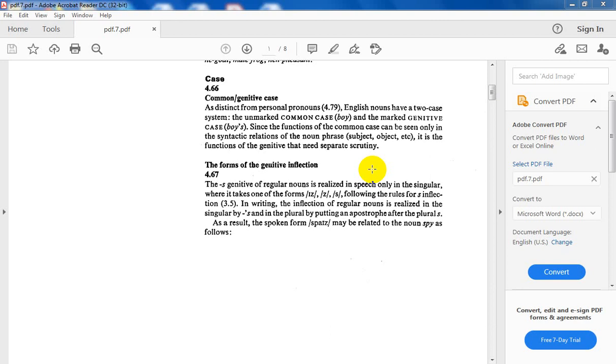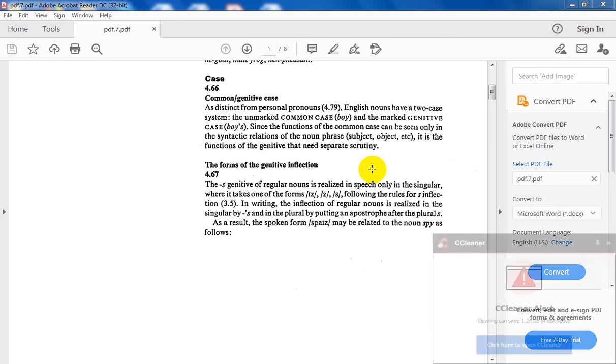Here, the common case, boy, girl, a boy, window, man, woman, it can be the subject of the sentence, object of the sentence, maybe subject complement, object complement, adverbial. But what needs to be discussed is the genitive case. Let us see the functions of the genitive case. Before having the functions, let us see the forms.